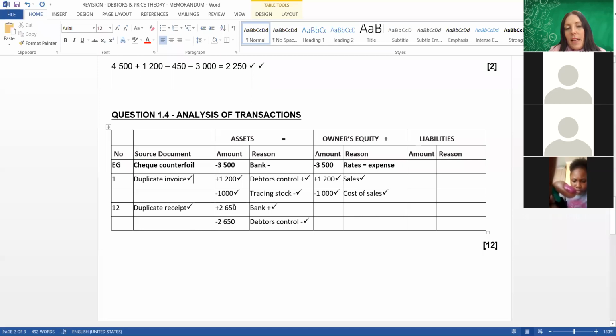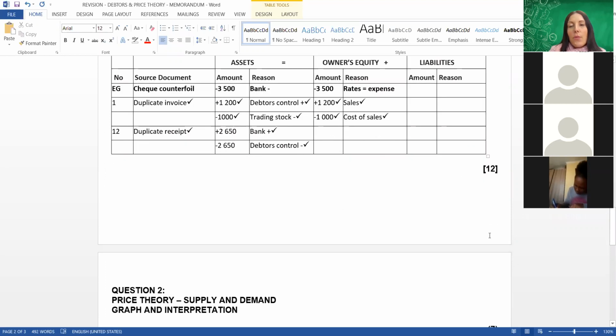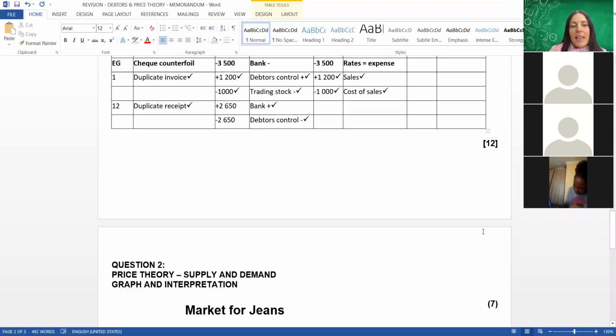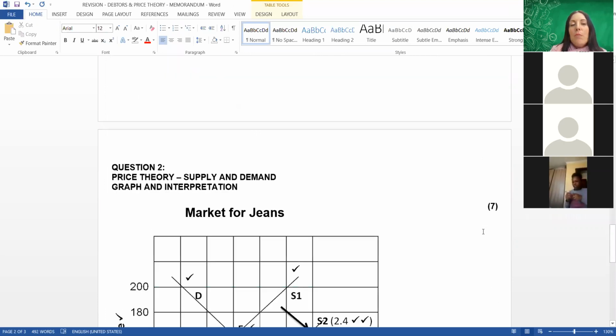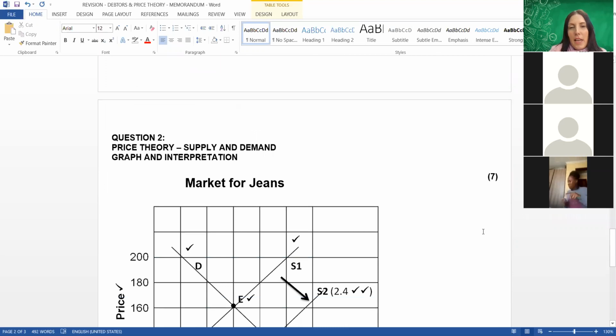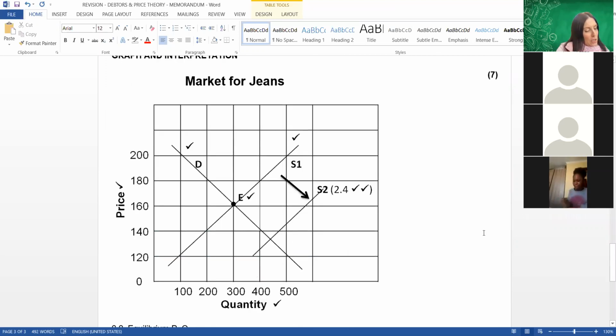Right, so you can see over here I've given a mark for the source document, but only 1 mark if all of this is correct and 1 mark if all of this is correct. So that gives you 12 marks. Right, so that brings us to the end of question 1 with all the accounting. If we move now on to the supply and demand graph for jeans, let me just turn over my page. They said use the information given below to draw the demand and supply curve for jeans.